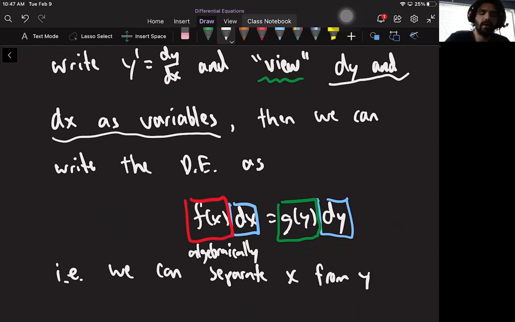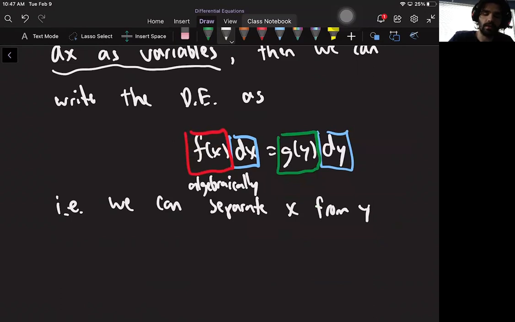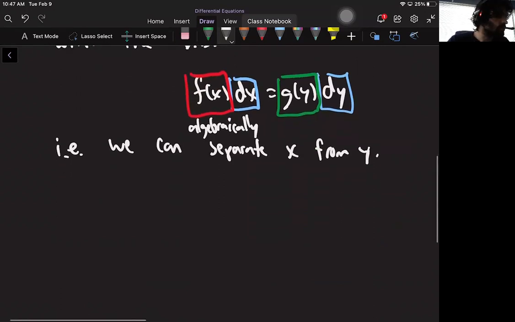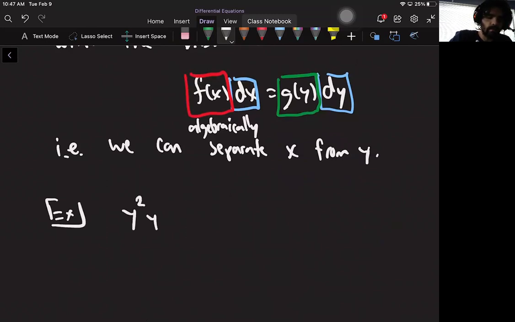Okay. All right. So that's the idea. Now, of course, examples make it much more clear and obvious what we're doing. So let's just jump into that. Okay, so here's a differential equation. It relates x and y and y prime, so it's a differential equation. And I claim that it is separable.